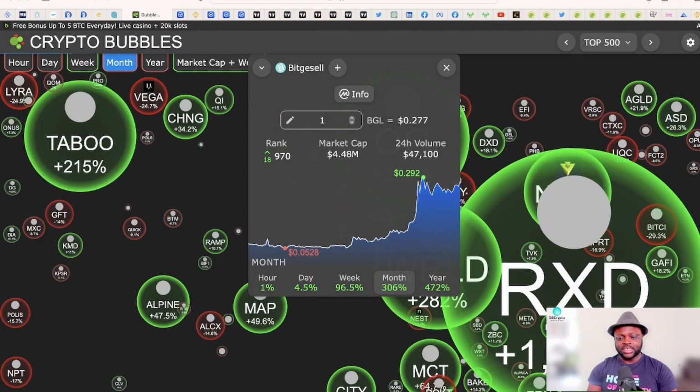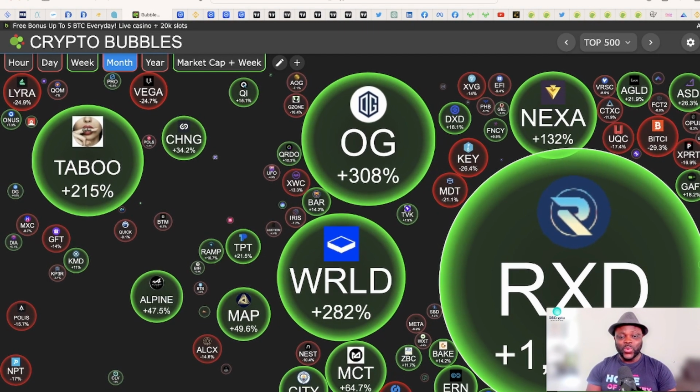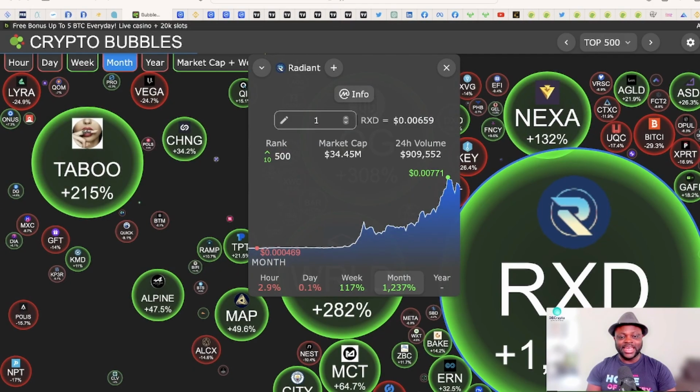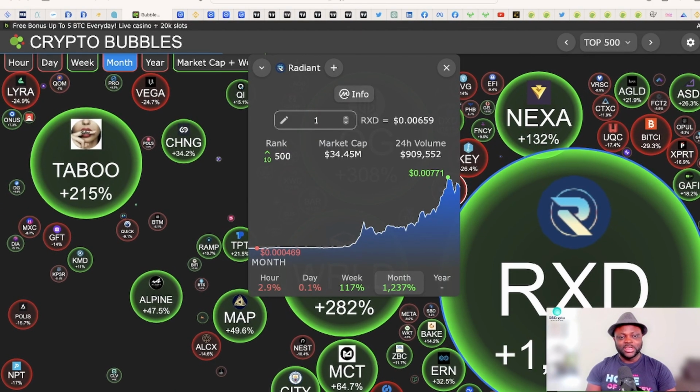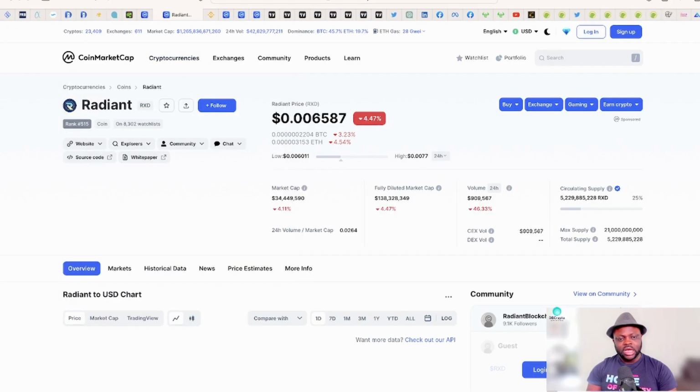You can see this token is up 1,237%. Wow, which token is this? That's Radiant. You can click here, as I mentioned, to get more information about the token, to see what they are all about, what they are doing, where you can buy it from. If you say it's a good project, you look at their community, then you can start looking at their chart to see if the price movement is good and so on.